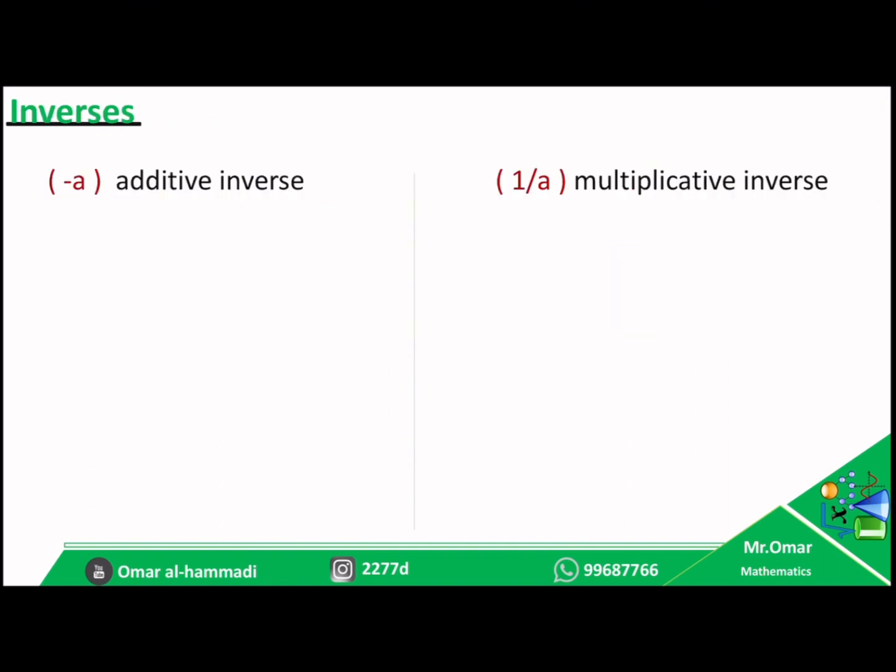But what's the inverse? The additive inverse of a is minus a. For example, if you want the inverse of minus 3, it's what? It's plus 3. So we change the sign. For example, what's the additive inverse of minus 4x? It will give us 4x in positive.